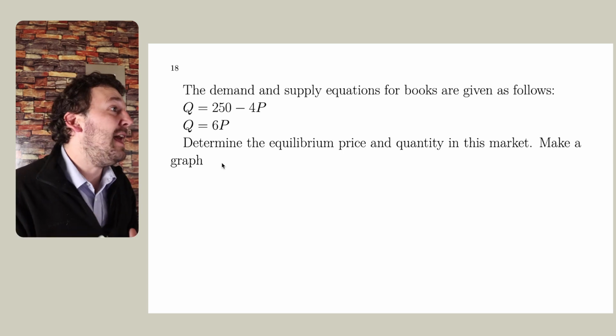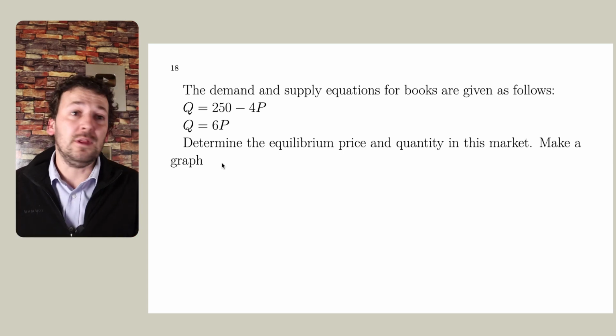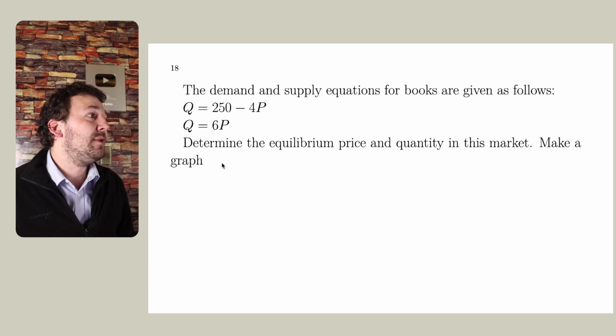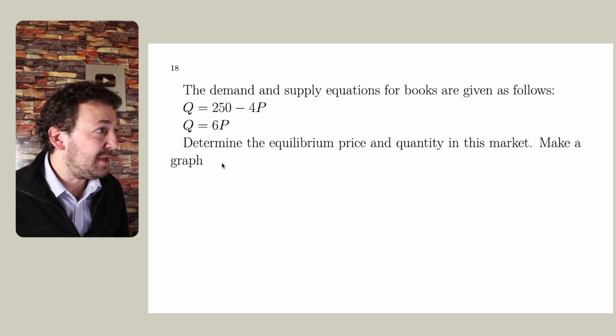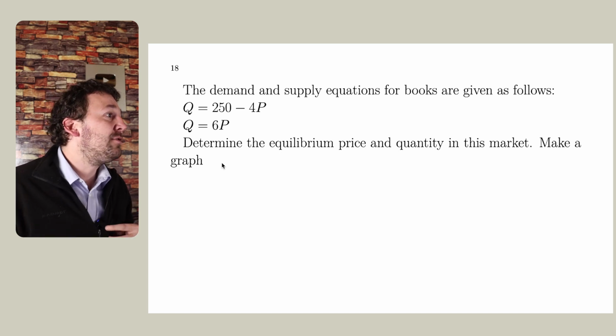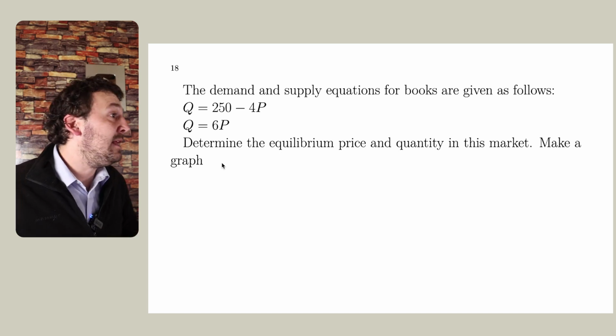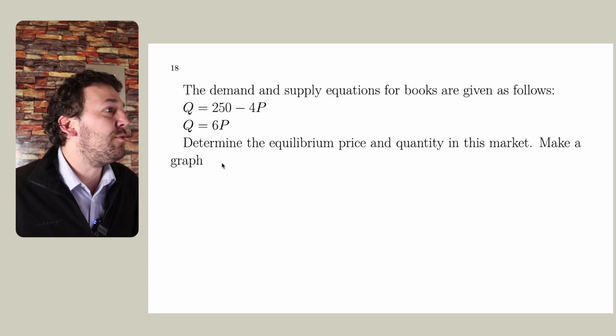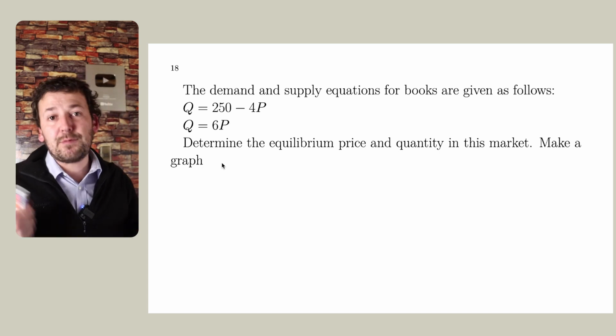The demand and supply equations for books are given as follows. Quantity demanded equals 250 minus 4 times P, and Q supplied equals 6 times the price. And we have to determine the equilibrium price and quantity in this market and make a graph.